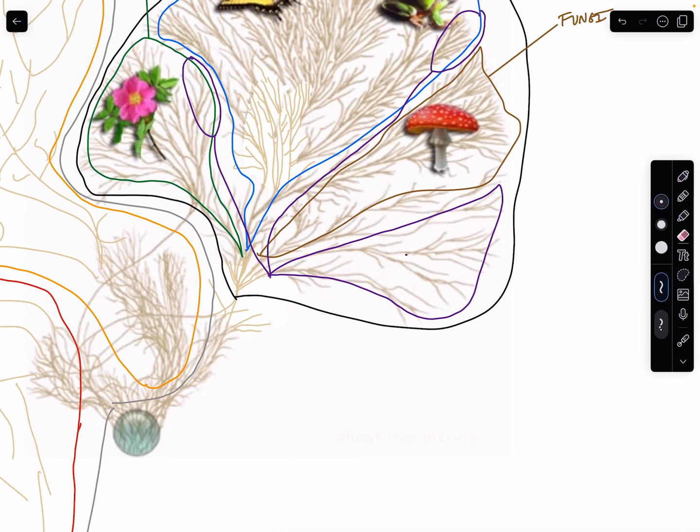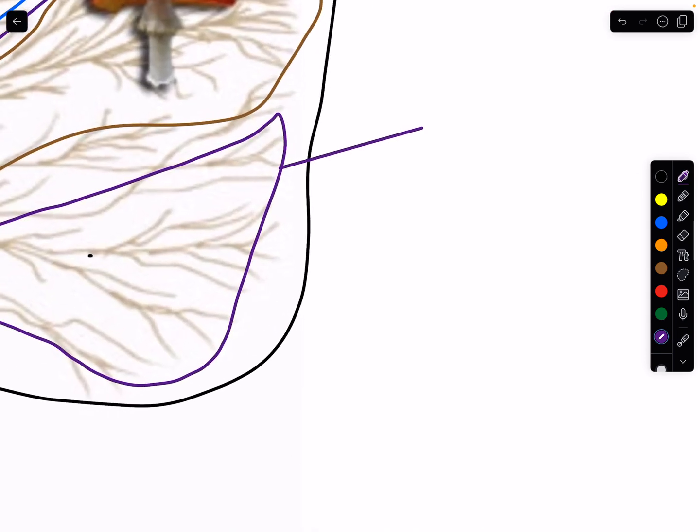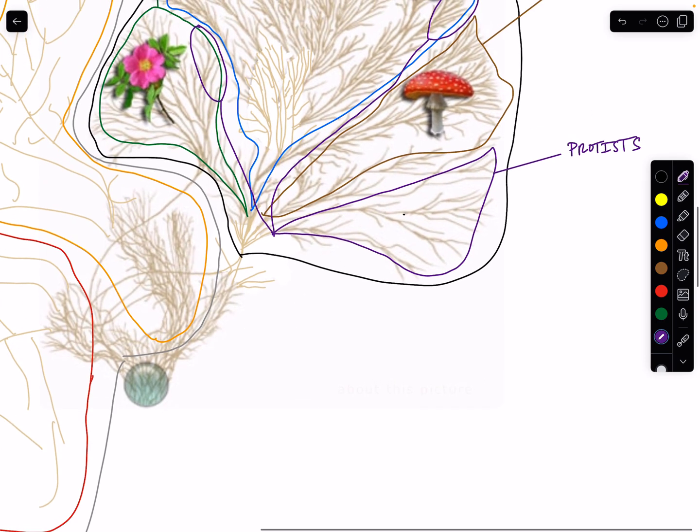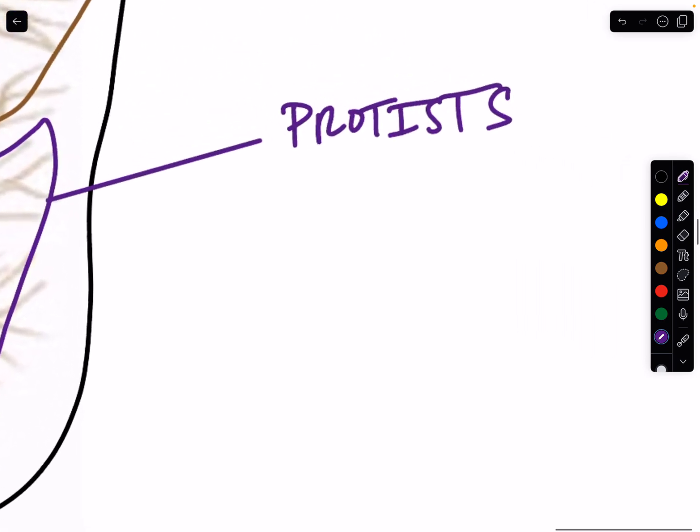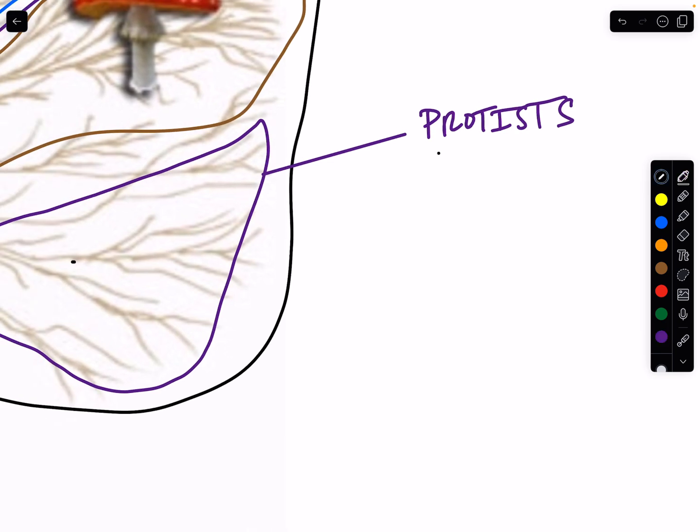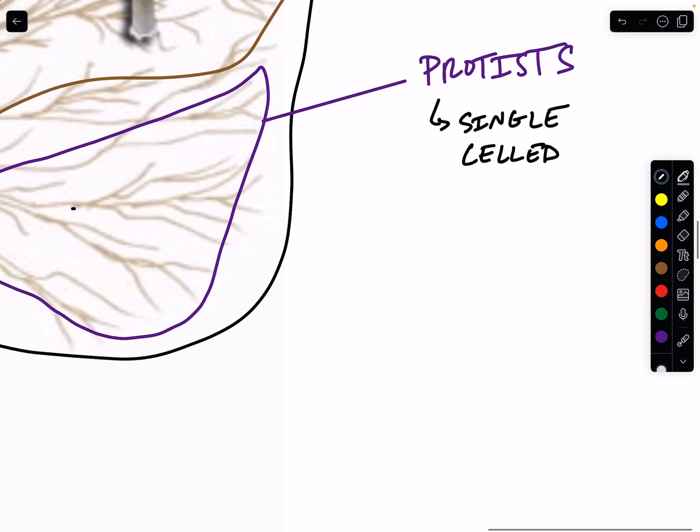And I don't know, maybe there's some slime molds that are more closely related to fungi. But the point of this little piece, this is Protis, is that protists are like a false category. They're not a true genetic grouping. Now, one thing that they have in common is they're all single cell. Protists are single-celled.